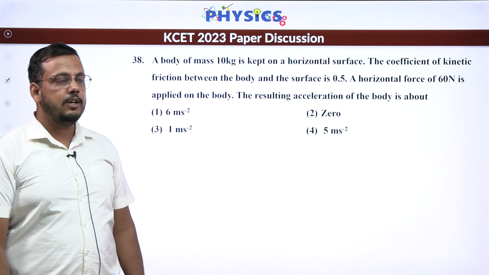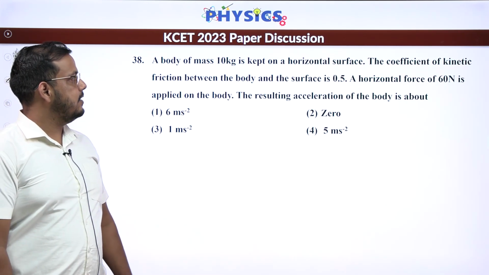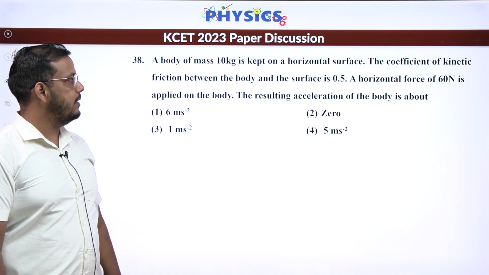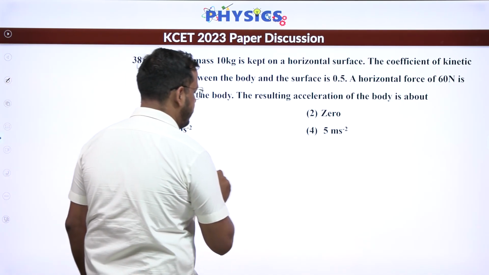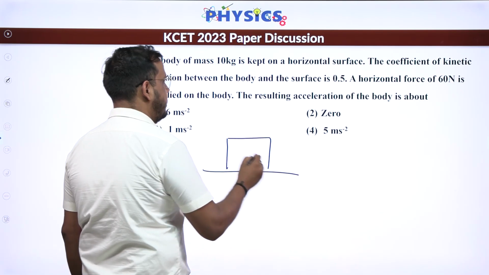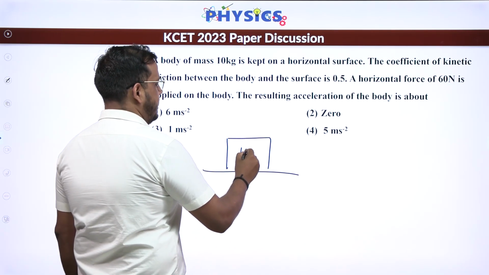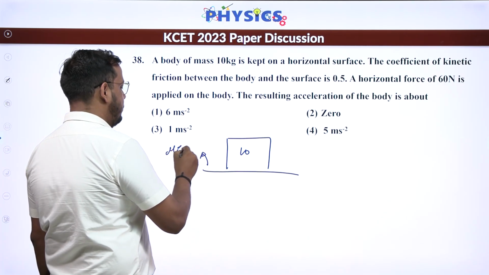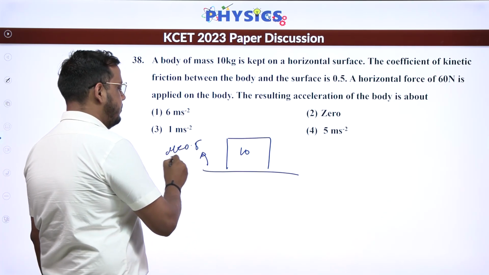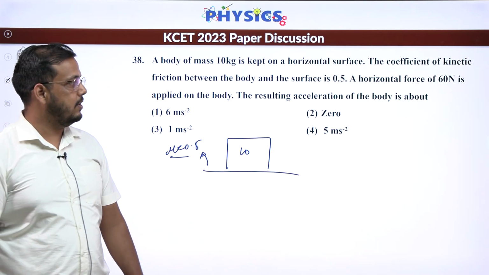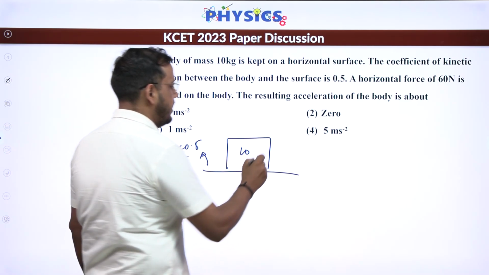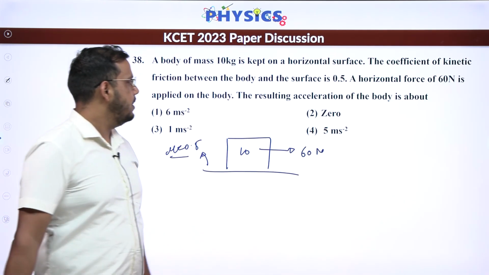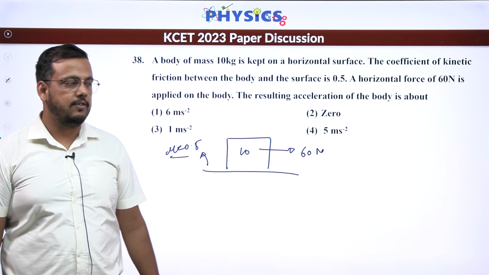Next, question number 38. A body of mass 10 kg is kept on a horizontal surface. The coefficient of kinetic friction between the body and the surface is 0.5. So according to the question, we draw the diagram. Let's suppose there is a body of mass 10 kg placed on the surface where the coefficient of friction mu is 0.5. A horizontal force of 60 Newton is applied. So a 60 Newton force is applied horizontally on the body. They are asking for the resulting acceleration.